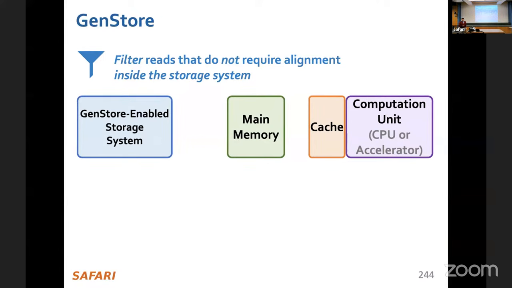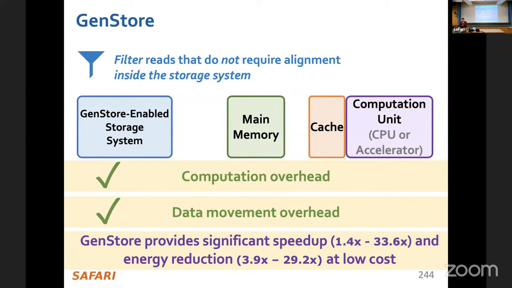So based on these constraints, we design GenStore. It only performs a minimal amount of computation, but is still able to filter those types of reads that I just mentioned to you, such that it can reduce the data movement overhead significantly to achieve significant speedup and energy reduction. So this is GenStore.